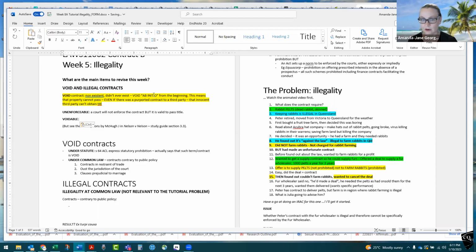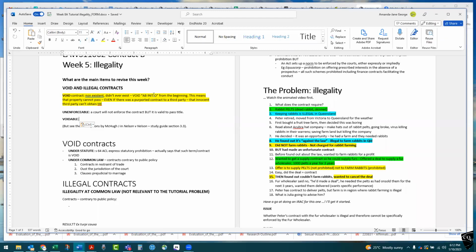Is the contract on foot? Is it sufficient to pass title? Is there a problem with it? So a voidable one would be if one of the parties has a right to repudiate or withdraw from the contract. That would make it voidable.